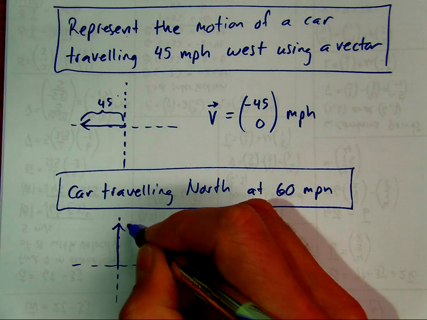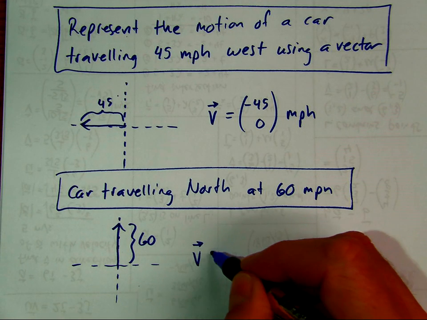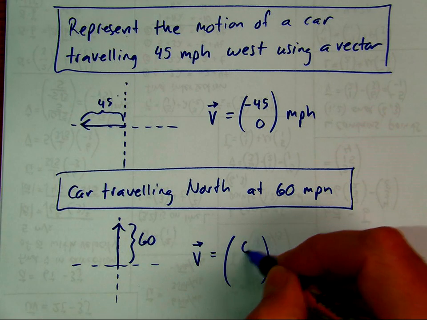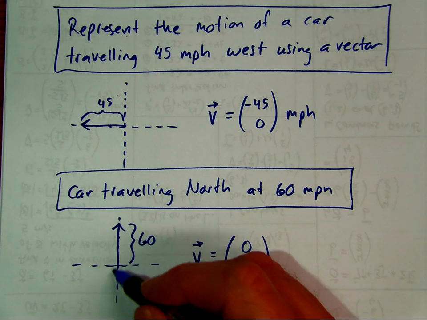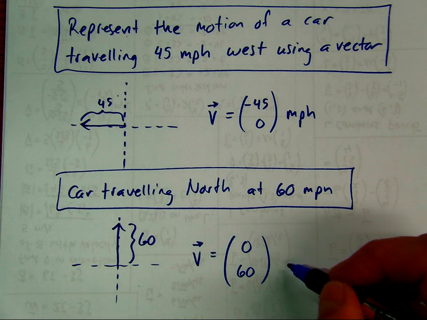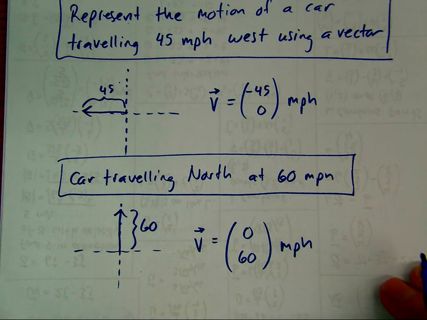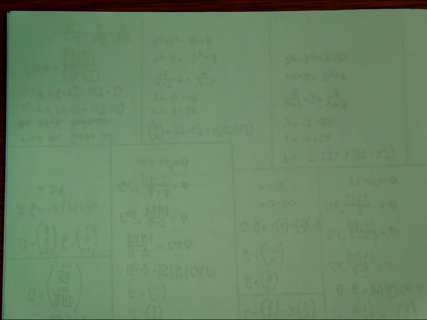North, the length is 60. So when we find the components, horizontally we move 0, and then vertically is 60. It's positive. If it were south, then it would be a negative miles per hour. All right, next is unit vectors, and then we'll go back to velocity vectors.